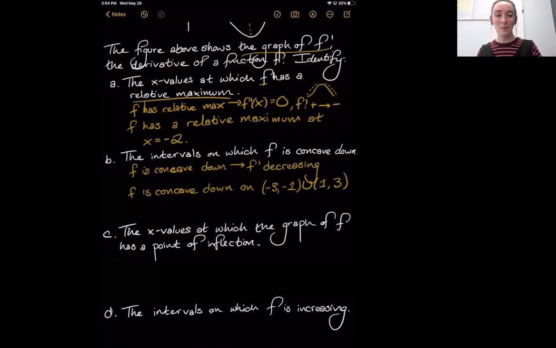Okay, let's look at part C. Now we want to identify the values at which the graph of f has a point of inflection. What does it mean to have a point of inflection, or a POI for short? We looked at this in our last lesson. To have a point of inflection, the second derivative has to be 0. And it has to change sign.